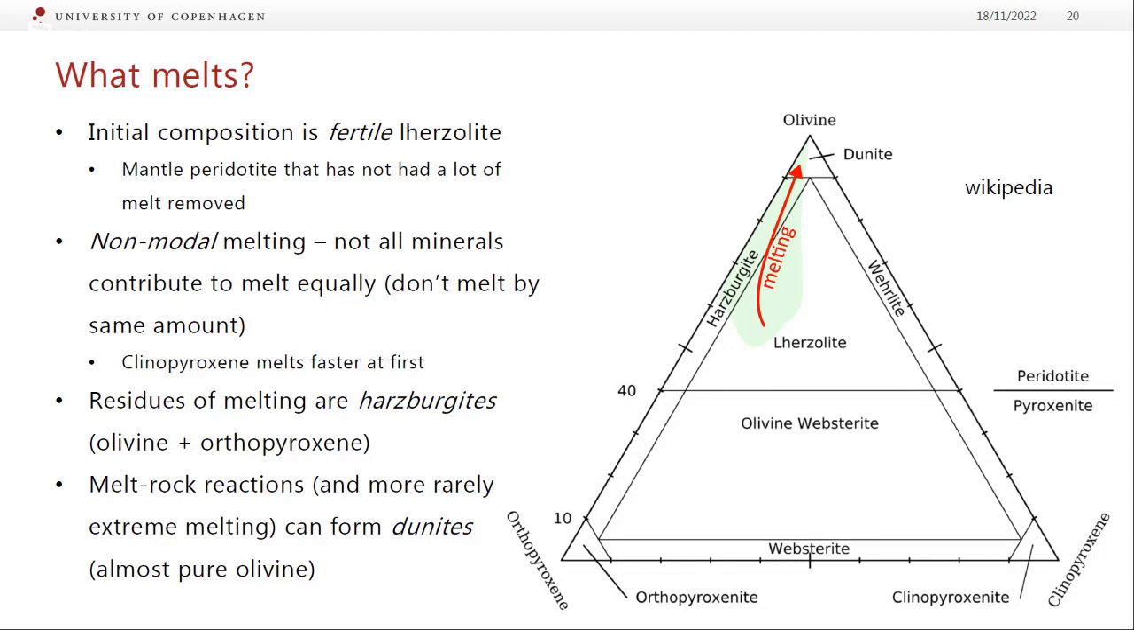Mantle rocks are basically lherzolites, and if they're fertile, they're kind of sat up here. Because clinopyroxene melts faster, we start to remove the clinopyroxene, and we end up on this join between olivine and orthopyroxene. So this is harzburgite. Peridotites that have had melt removed would generally be harzburgite. So this is a depleted peridotite. If you have really extreme melting, you can get to a dunite, but it's not the way that we form most dunites. Most of them are formed by melt-rock reactions that we'll talk about a bit more later. Okay, so starting with fertile lherzolite, melting, mainly removing clinopyroxene, ending up with a harzburgite.